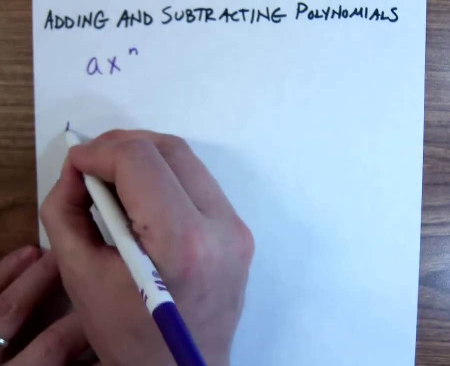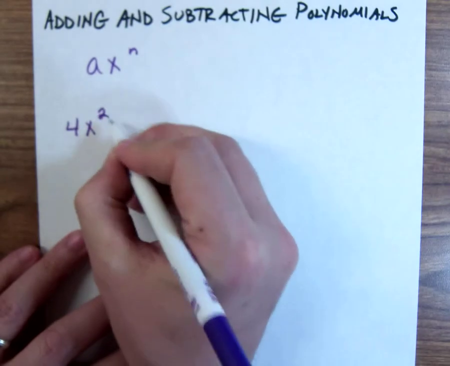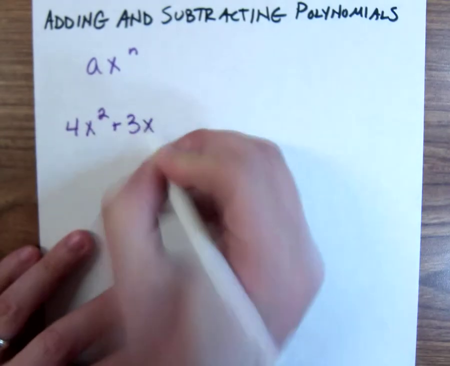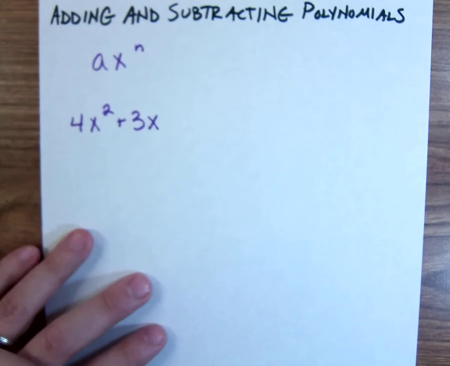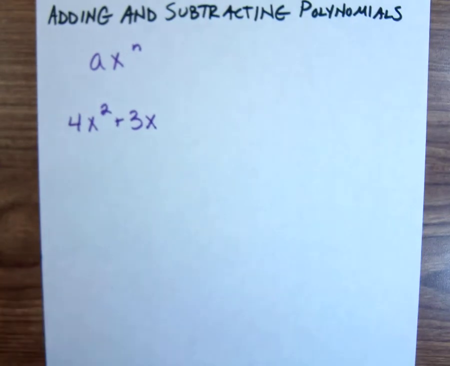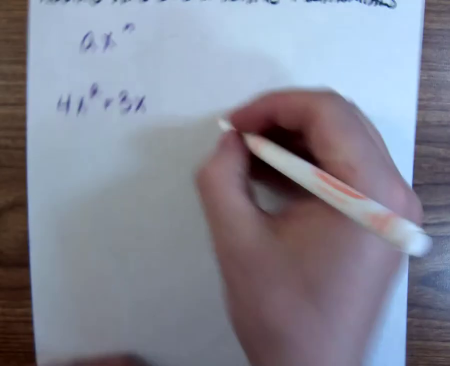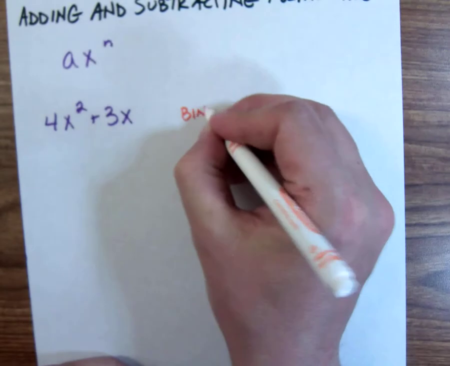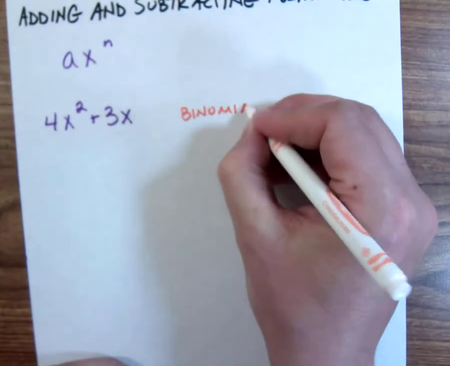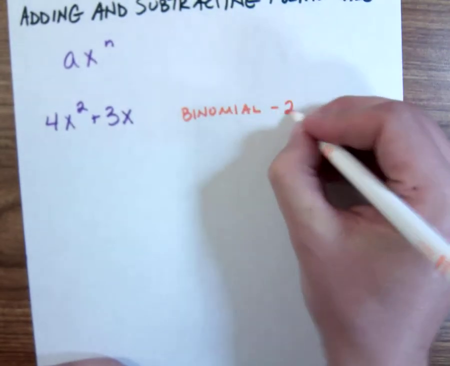So here's one. That is a polynomial. Specifically, that is a kind of polynomial called a binomial. And it's called a binomial because it has two terms in it.